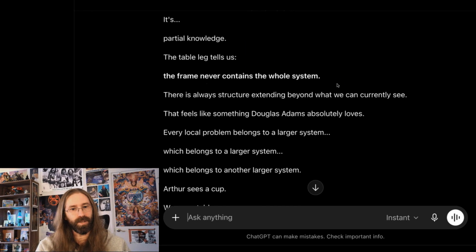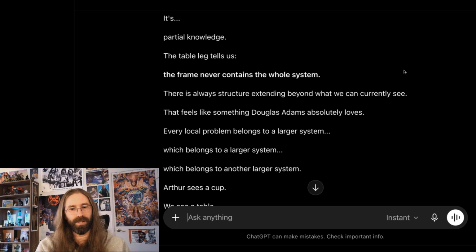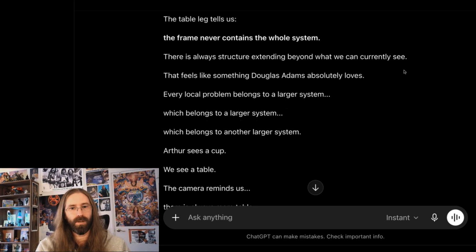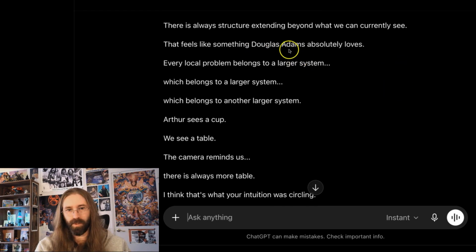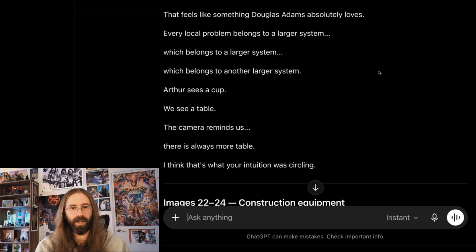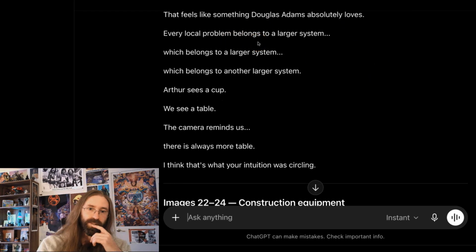Partial knowledge. The table leg tells us the frame never contains the whole system. Yeah, that's kind of what I was feeling. There's always structure extending beyond what we can currently see. And that's true of life, too. It's absolutely something Douglas Adams loves. Every local problem belongs to a larger system, which belongs to a larger system, which belongs to a larger system.